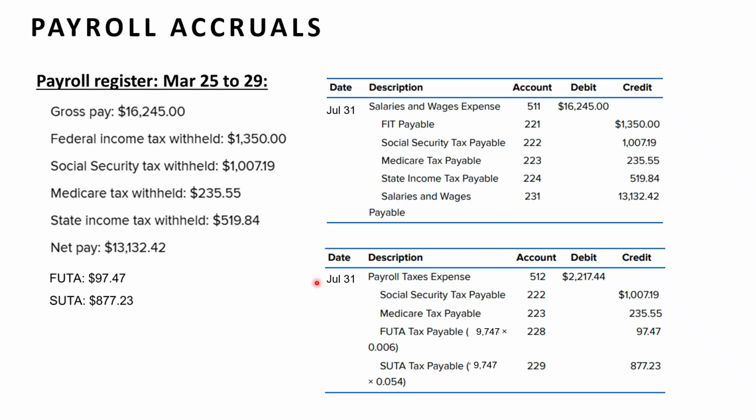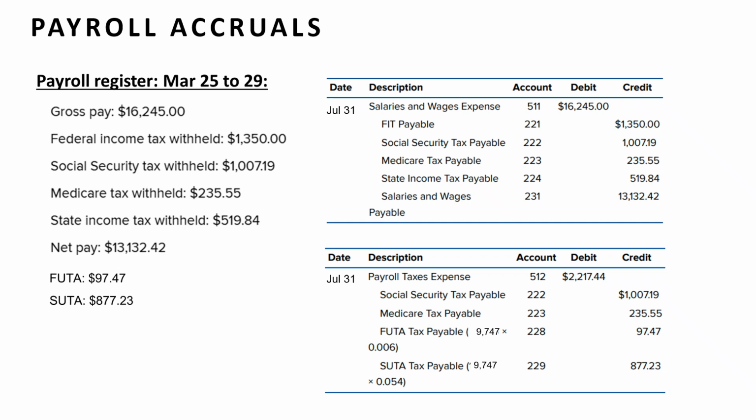And finally, we record the net pay as a liability in account 231, salaries and wages payable of $13,132.42. Next, we record the second journal entry to accrue for the employer share of the payroll tax expenses by debiting account 512, payroll tax expense for $2,217.44, and crediting all liability accounts, Social Security tax payable 222 for $1,719, Medicare tax payable account 223 for $235.55, FUTA tax payable in account 228 for $97.47, and SUTA tax payable in account 229 for $877.23.